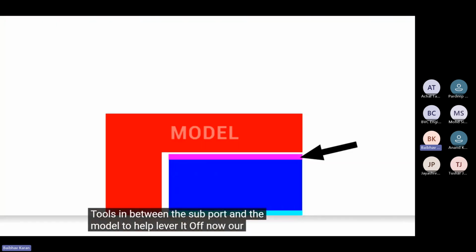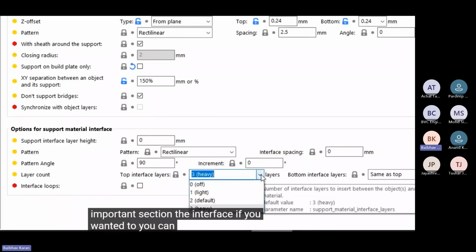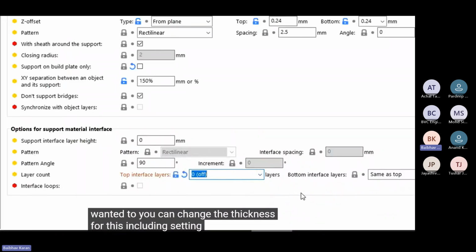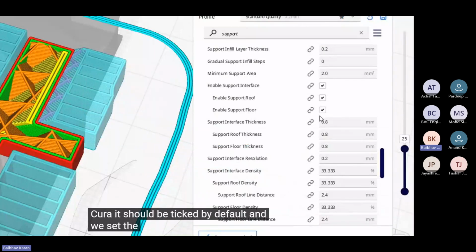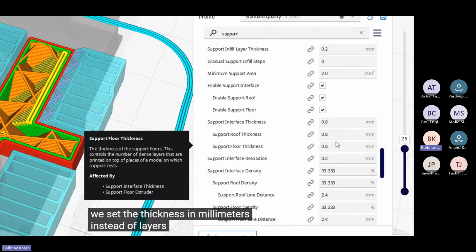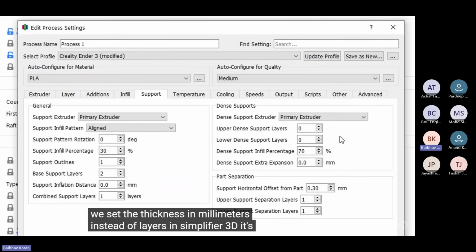Now our most important section, the interface. If you wanted to, you can change the thickness for this, including setting it off. In Cura, it should be ticked by default, and we set the thickness in millimeters instead of layers. In Simplify 3D, it's off by default, and we change the upper dense support layers to add it.